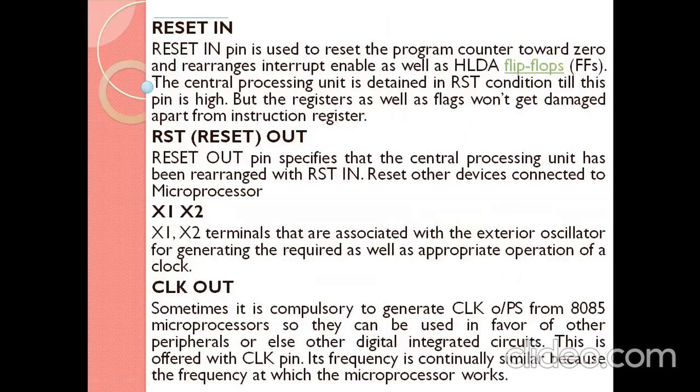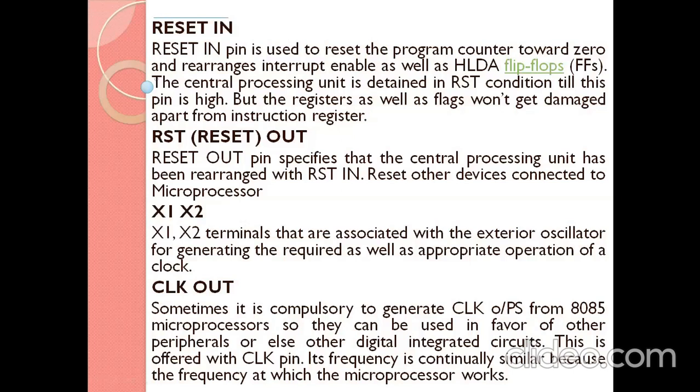Reset in and reset out. Reset in: if you give a low signal in the reset pin, the microprocessor will get reset. Reset out means the devices connected to the microprocessor will get reset. Reset in means the microprocessor itself will get reset. Reset out means the peripheral devices connected to the microprocessor will get reset.